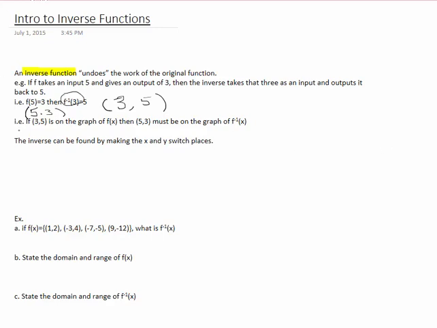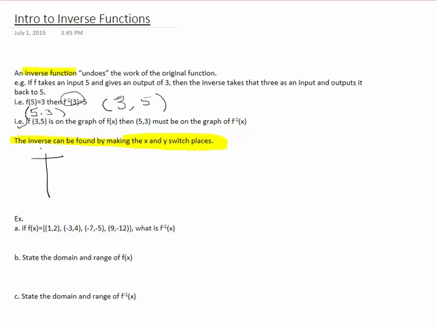Okay, so we'll keep going down here in our note. If (3, 5) is on the graph of f at x, then (5, 3) must be on the graph of the inverse of that. The inverse can be found by making the x and y switch places. That's the easiest way to say it without all the fancy words and definitions. Good thing to have in your notes there. So let's look at it by table of values as well.